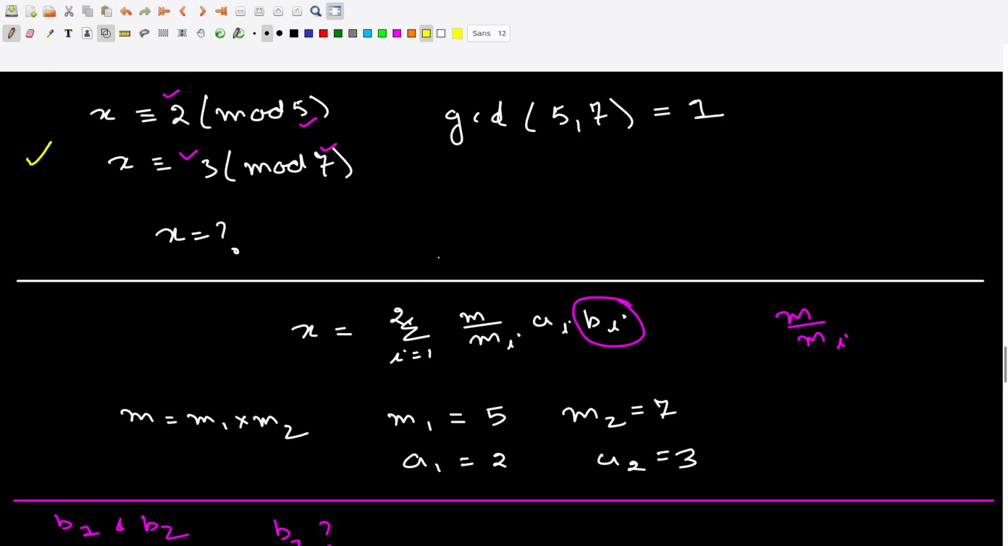Okay, and if you want to check it out, x equals 17. If you divide 17 by 5, the remainder is 2, and if you divide 17 by 7, then the remainder is 3, right? 7 times 2 is 14, and the remainder is 3. 5 times 3 is 15, and the remainder is 2. Okay, so that's how you use the CRT theorem to find the values of x.